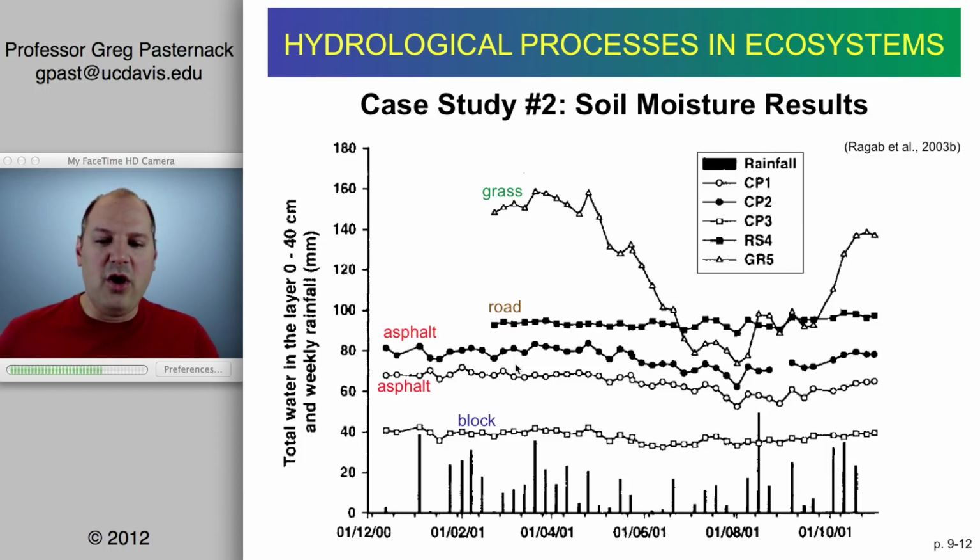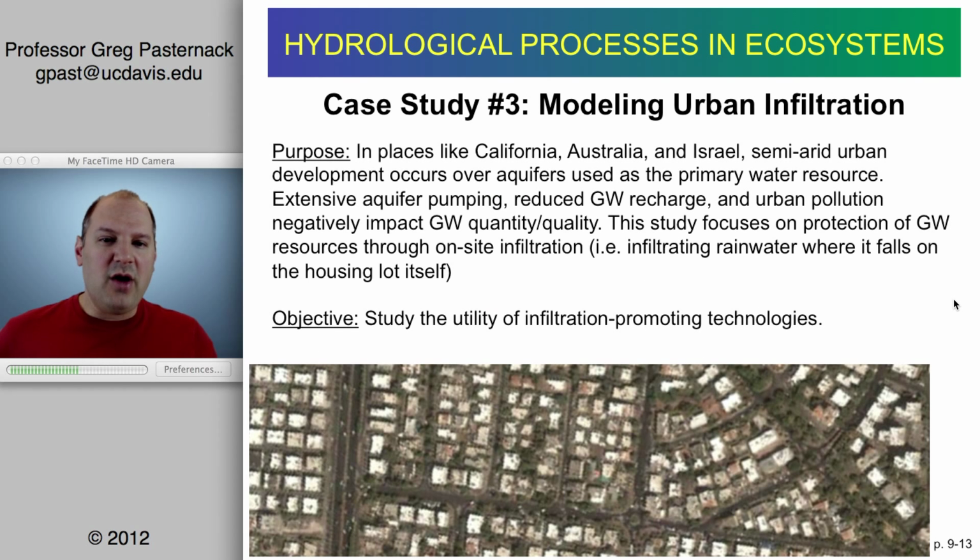On the other hand, the road, asphalt, and block surfaces have relatively constant amounts of moisture, and they just stay wet because they're going to get wet. They're going to get the moisture because there's a small amount of infiltration going through, but they have no way to really give up that moisture once it's there, and so it stays fairly constant with minor fluctuations during those storms.